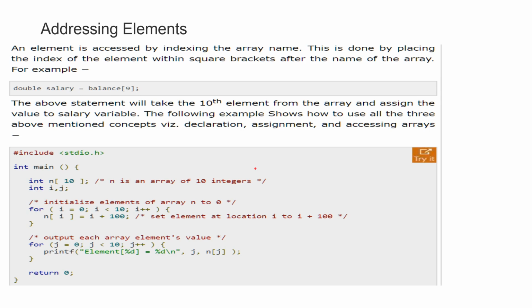Addressing elements. Here we see an example of using array accessing by using a variable to do it instead of a literal. In this loop here, we just go from 0 to 9, seeing how we have 10 elements in the array. We go from 0 to 9 and set each individual element of the array to i plus 100.